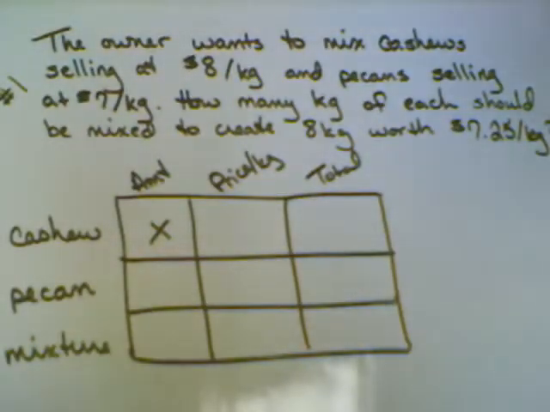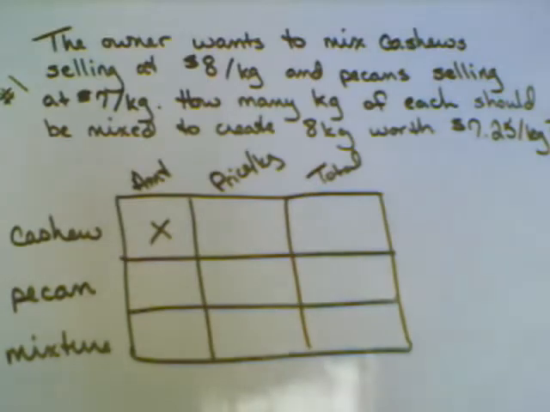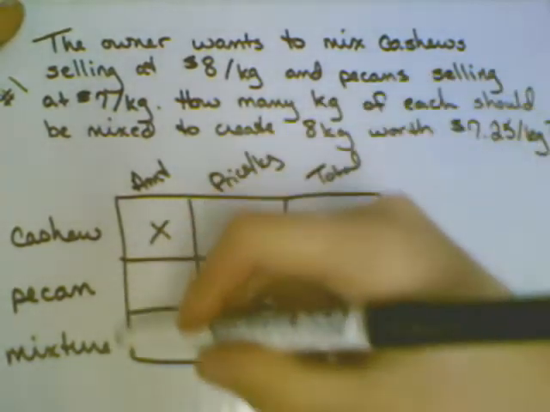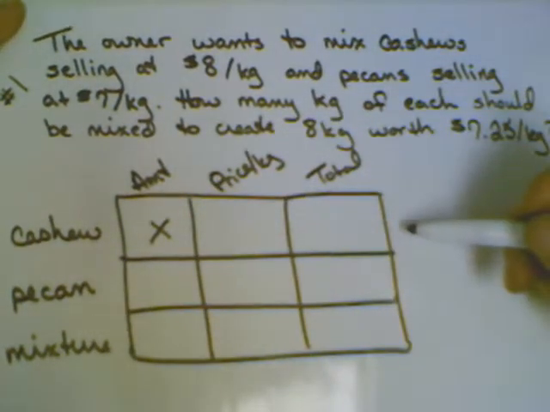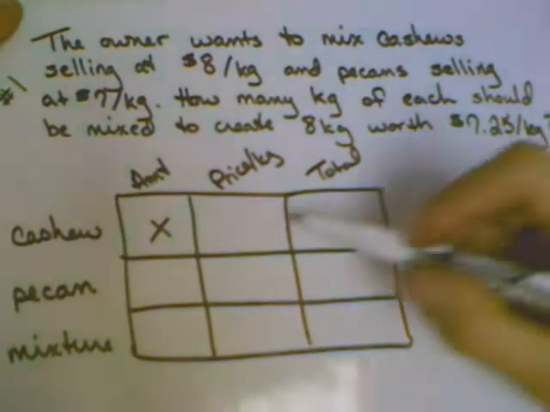The owner of a fancy food shop wants to mix cashews selling at $8 per kilogram and pecans selling at $7 per kilogram. How many kilograms of each kind of nut should be mixed in order to get 8 kilograms worth $7.25? This is number 1 on page 322. In these first few problems, they give you the chart to fill in. So let's try to do that now.